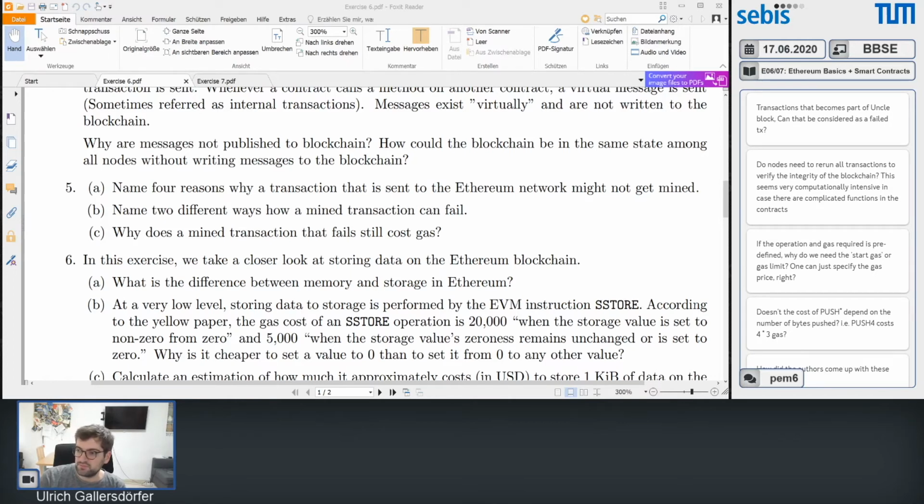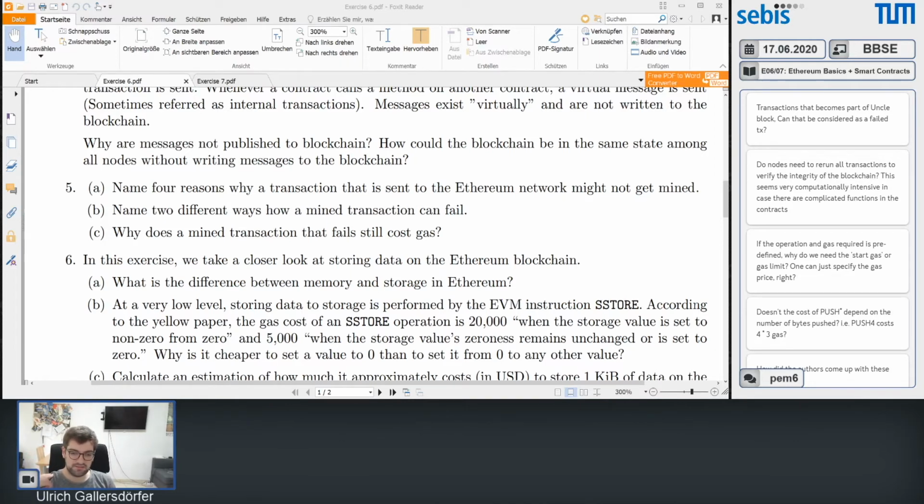And transactions that become part of an Uncle Block, can that be considered as failed transactions? No. Uncle Blocks are basically meaningless for Ethereum. The only reason for Uncle Blocks to exist is to incentivize miners to work towards one longest chain and not to split up into a tree of chains, so to say. And all the transactions that are in there are basically irrelevant. You can think of them like orphaned blocks, so as in Bitcoin, they are not considered.